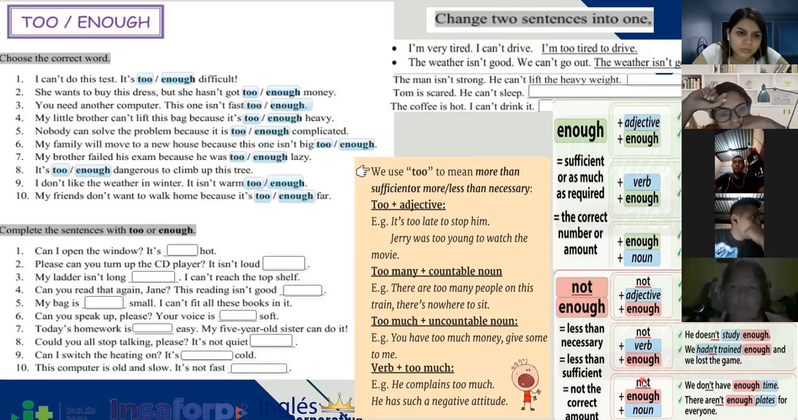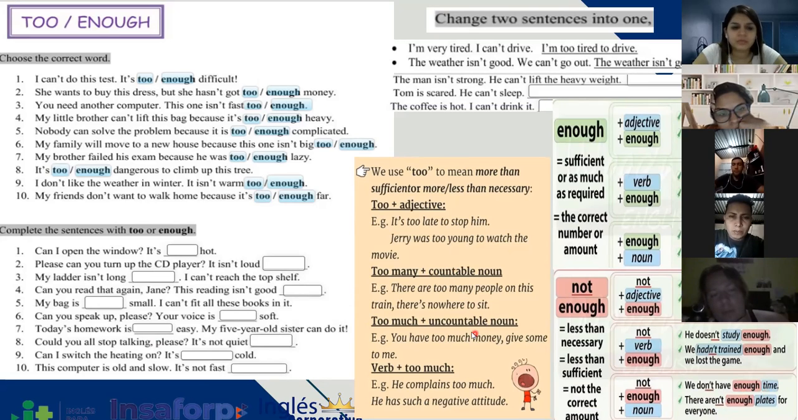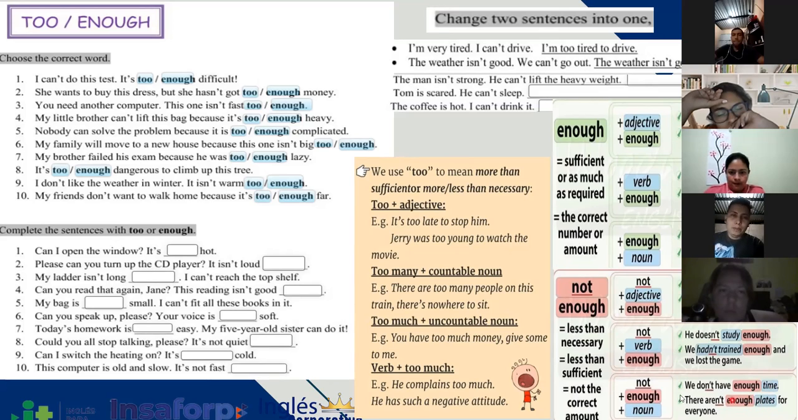Miguel? Not enough plus a noun. We don't have enough time. There aren't enough places for everyone. Very good. So as you can see, we have enough, and then we have nouns behind it, whether countable or uncountable. You can use either or. There is no specific structure in grammar in relation to using countable or uncountable, because you can use either. There's no problem with that. So you can use countable or uncountable right after enough with negative, just like we do here in a positive way.